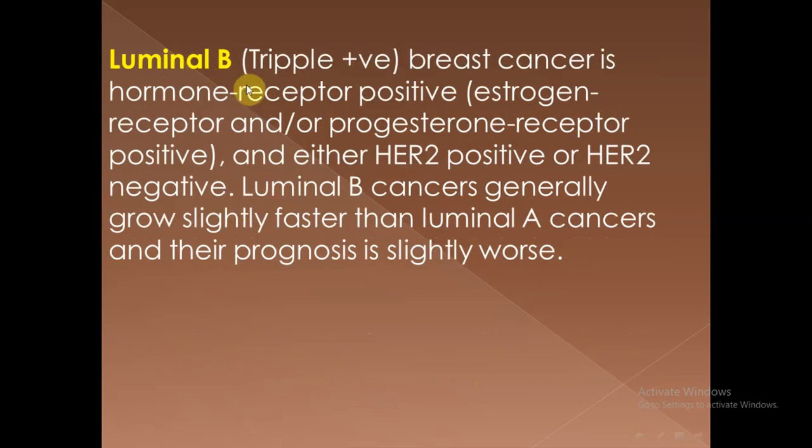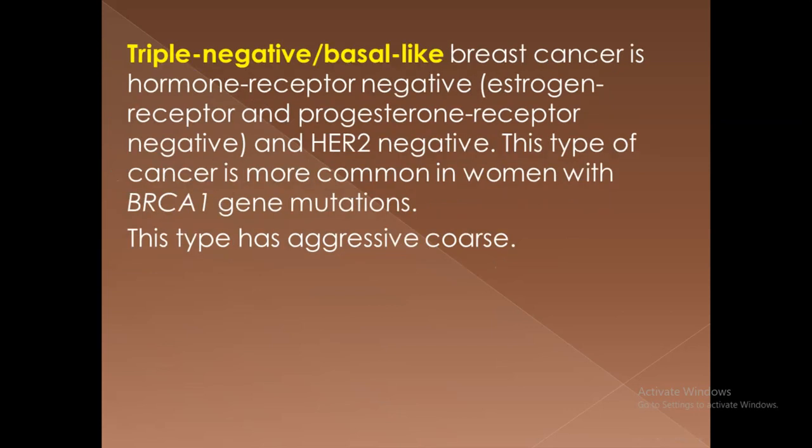Luminal type B, or it is called a triple positive type. Here the hormone receptors are positive, estrogen and/or progesterone receptors positive, HER2 positive or HER2 negative. This type generally grows faster than luminal A type, and the prognosis is slightly worse, but it's still a better prognosis than other types.